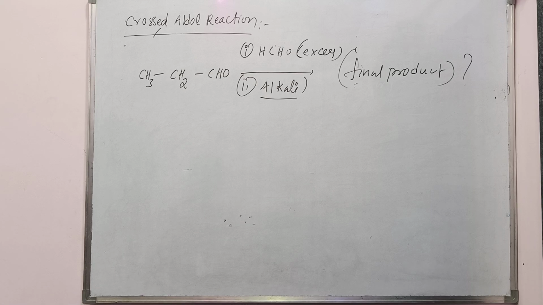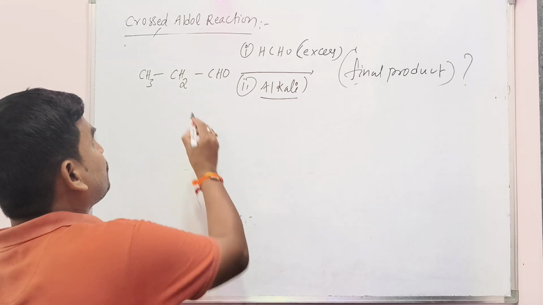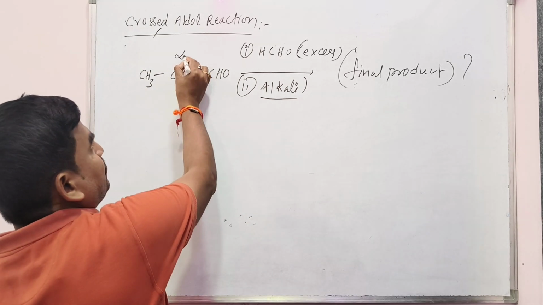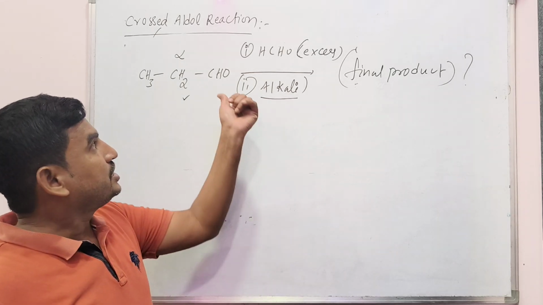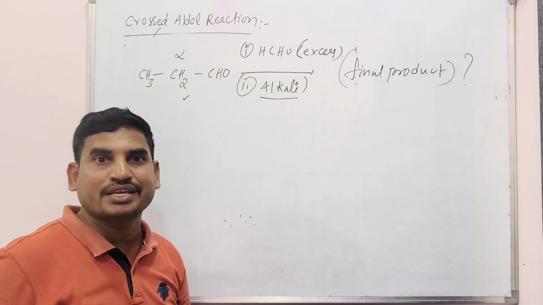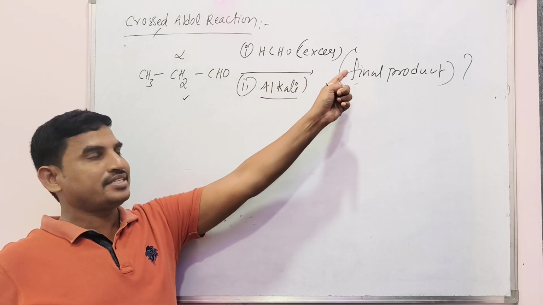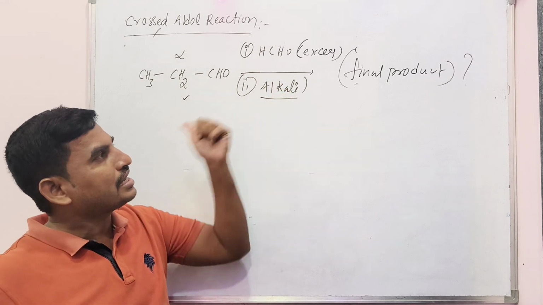Right. Here, the given compound in the question is propionaldehyde. Propionaldehyde has alpha carbons and alpha hydrogens, right? It reacts with formaldehyde, and one more thing is given: an alkaline medium. The formaldehyde is in excess, right? So we have excess formaldehyde and an alkaline medium.